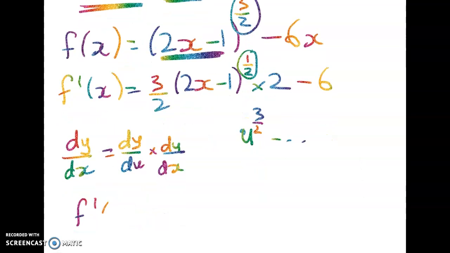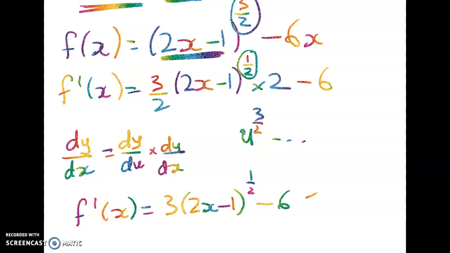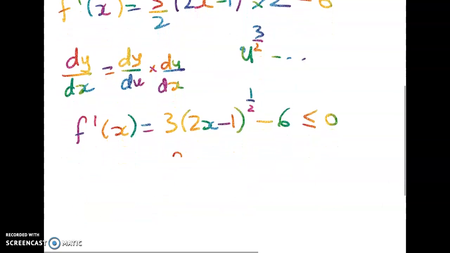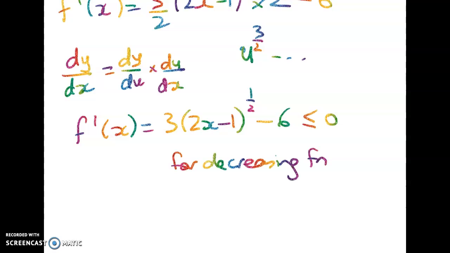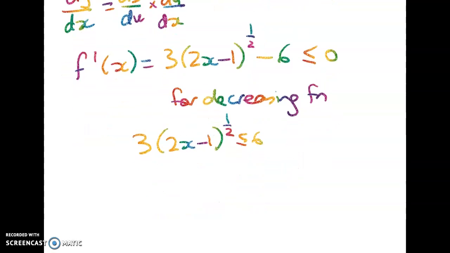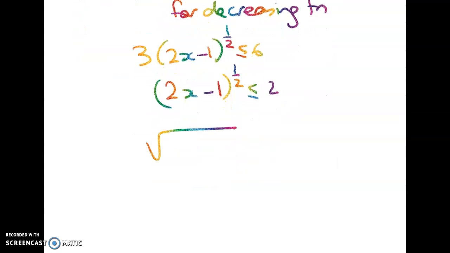So here we've got f dash of x is equal to 3 times (2x minus 1) to the power of 1/2 minus 6, and we want that to be less than or equal to 0 for a decreasing function. So what do we need to do? Well, we've got 3 times this is less than or equal to 6, giving me (2x minus 1) to the power of 1/2 less than or equal to 2. You could turn that back into a third if you wanted to. Might make you feel better. And now it's obvious what I've got to do. I need to square both sides.